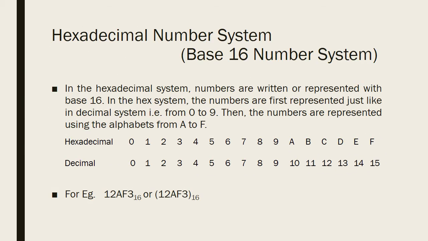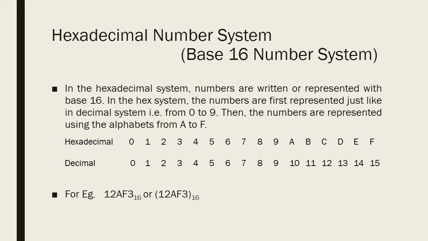The last number system that we have here is called the hexadecimal number system. We have already seen the decimal number system before. A decimal number system consists of 10 digits, and hexa here means 6. So together we have 10 plus 6 as 16, and this number system has 16 digits. That is why this is also called the base 16 number system.